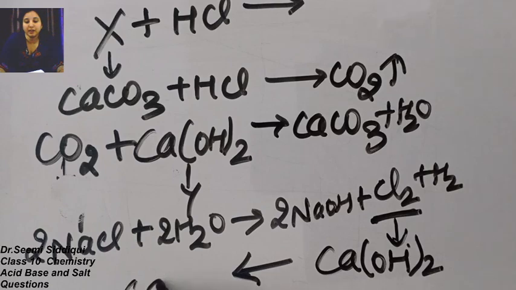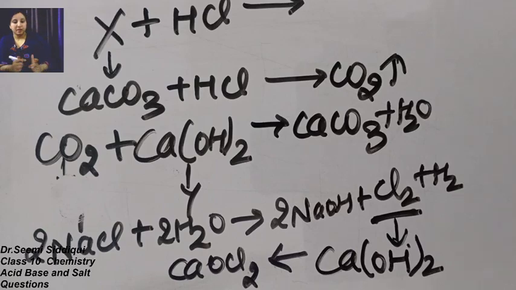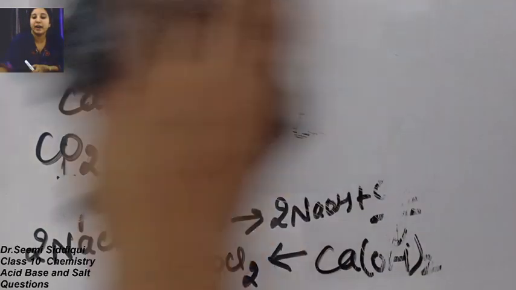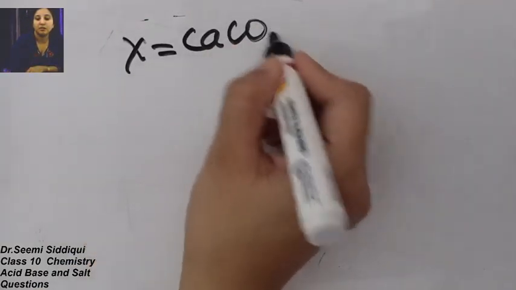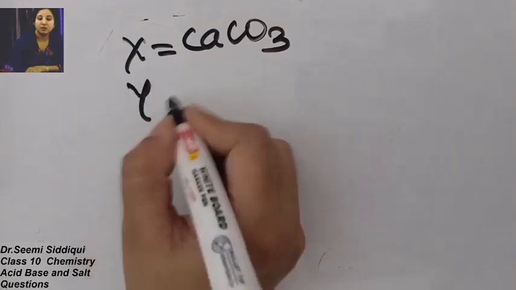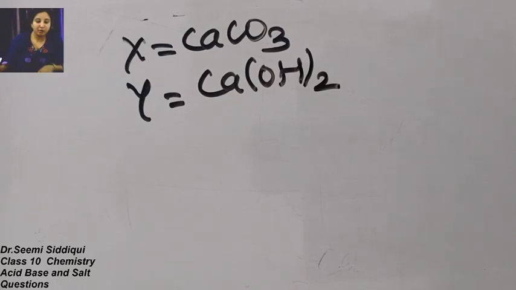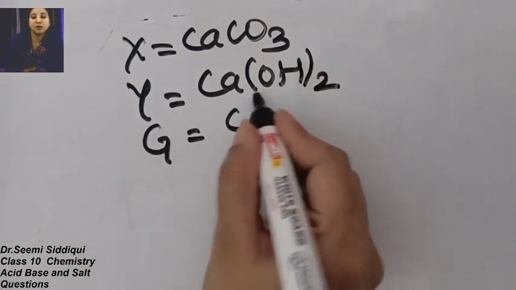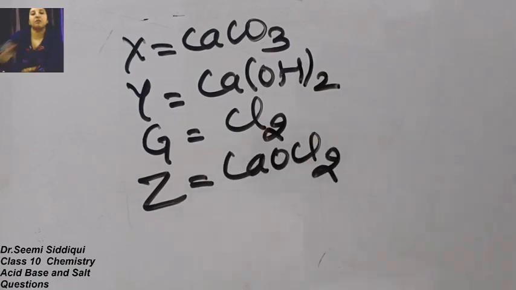CaOCl2, that is your bleaching powder. So let's look at what our X, Y, Z, G are. Your X is going to be calcium carbonate, your Y is going to be calcium hydroxide. Now a gas G that is obtained at the anode, it means your G is Cl2, and your Z is going to be bleaching powder.